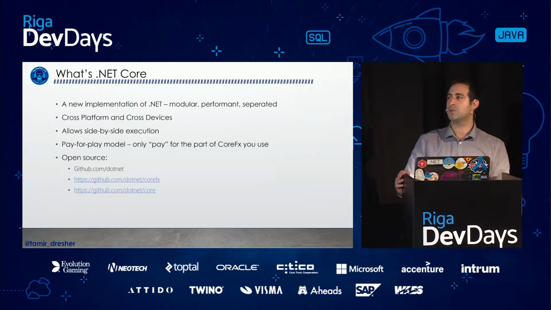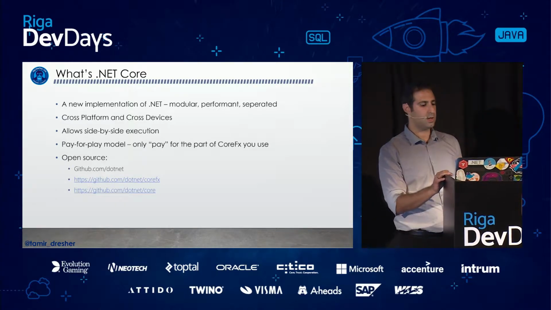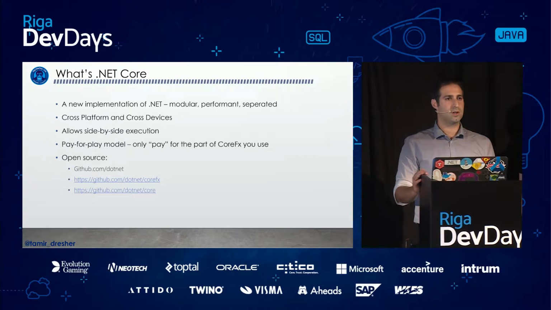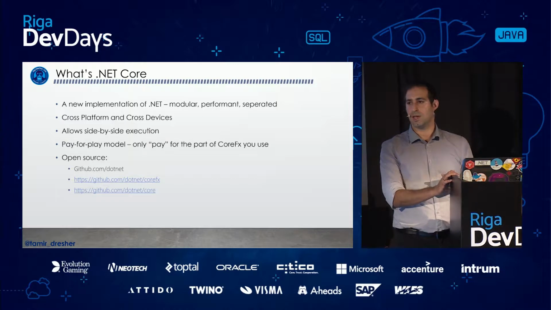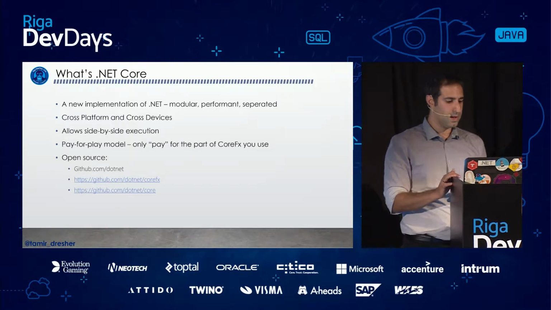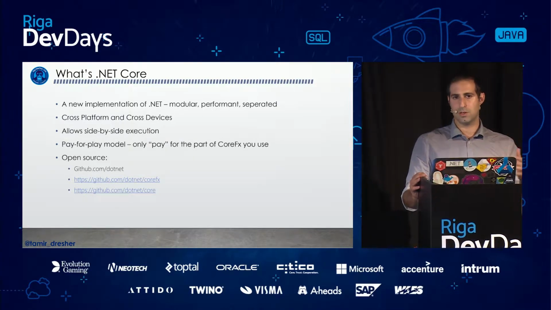And of course, .NET Core is an open source implementation. You can go into GitHub, you can check the code, you can submit pull requests, you can open new issues if you find something, and everything is in the open, and you can just delve in by yourself.